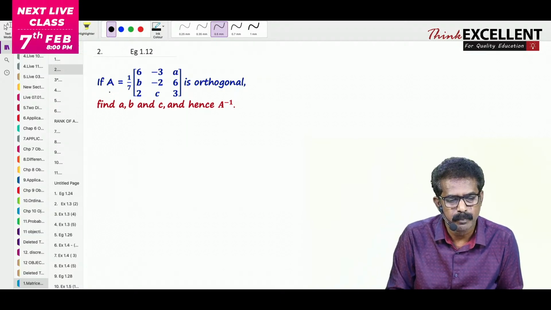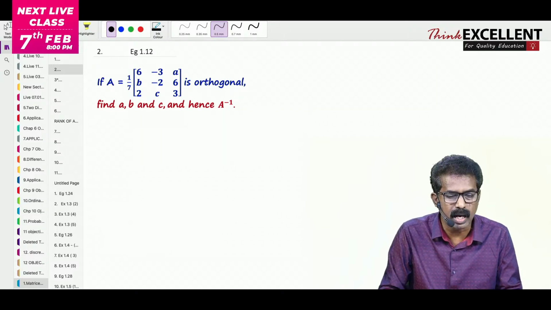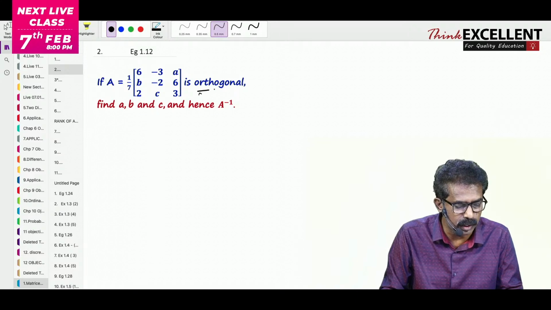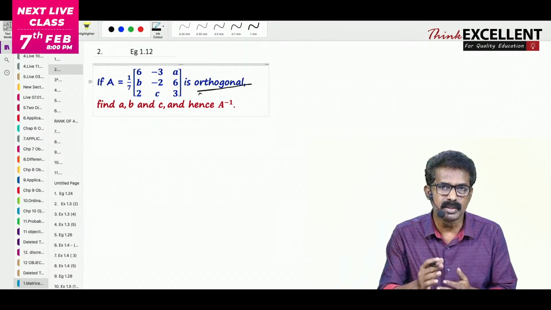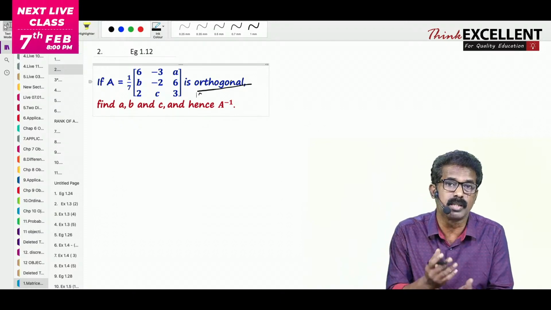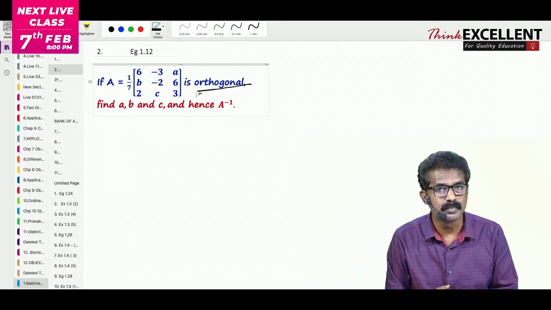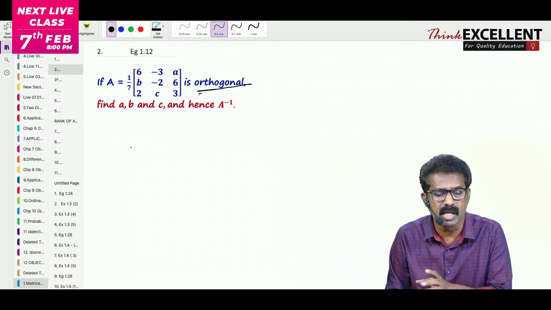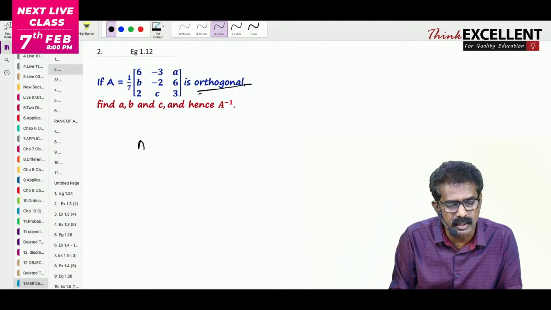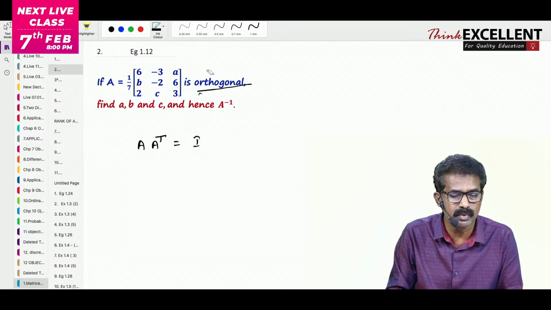Listen. Only one condition is given: A is orthogonal. When they say orthogonal, we have to use the orthogonal condition. For orthogonal, A inverse equal to A transpose, right? And another result we have studied: A into A transpose is equal to I. If you use that it will be easy. A is a given matrix. So since A is orthogonal, we use the condition A into A transpose equal to I. Finding that inverse is not easy, so we use this method.